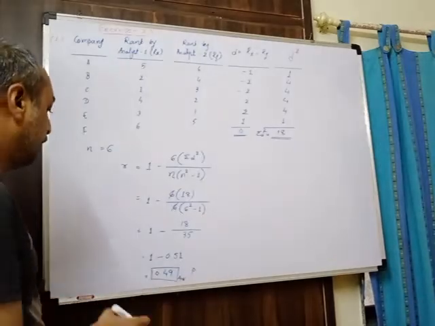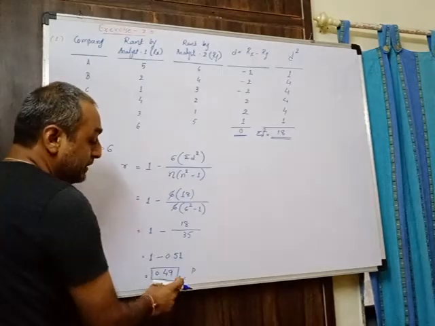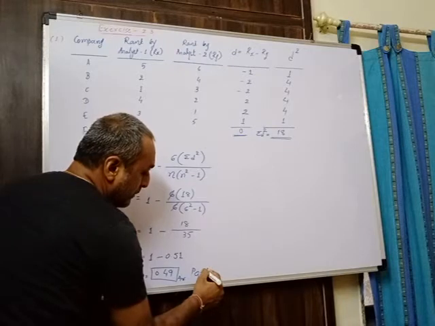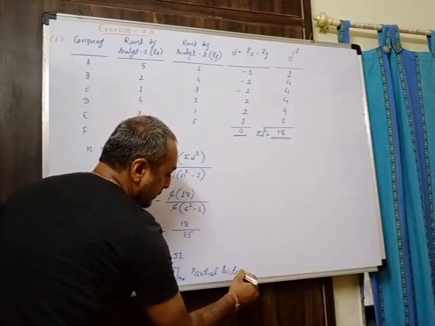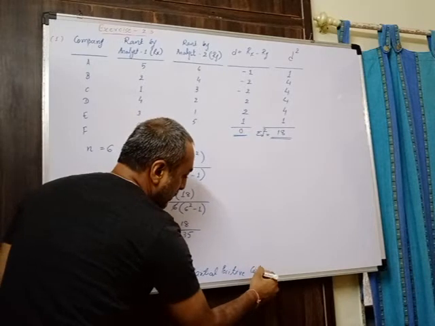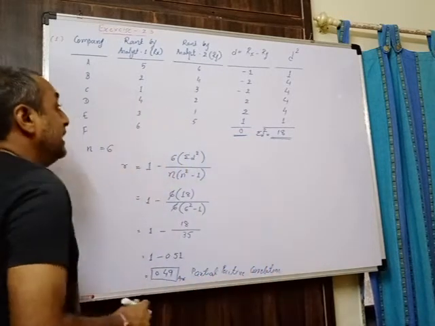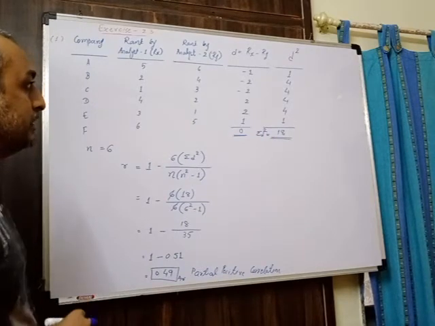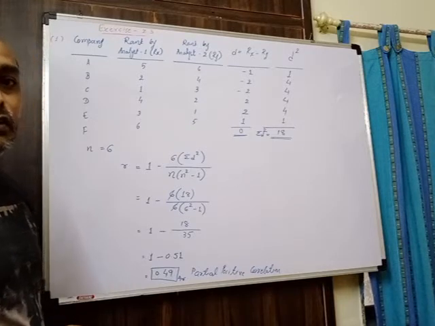So the value of r we got is positive, but not exactly 1, it is in between 0 and 1. So it is known as partial positive correlation between the ranks of the two analysts X and Y. That is how you can calculate the rank correlation coefficient.